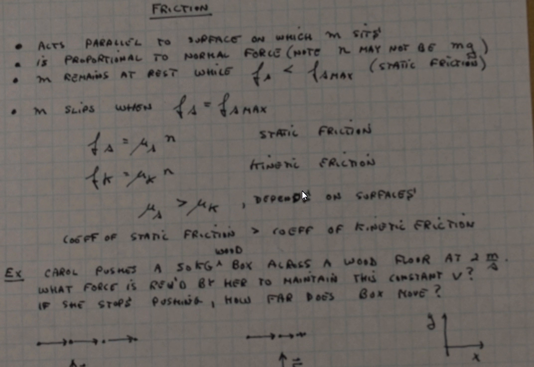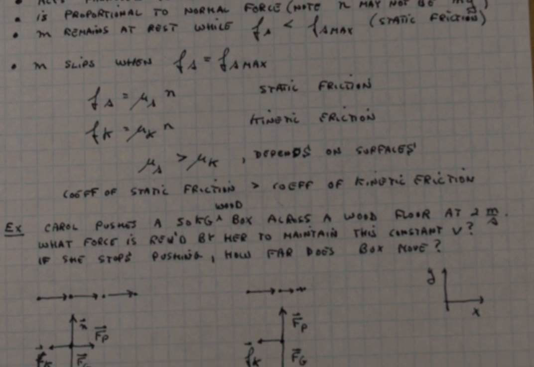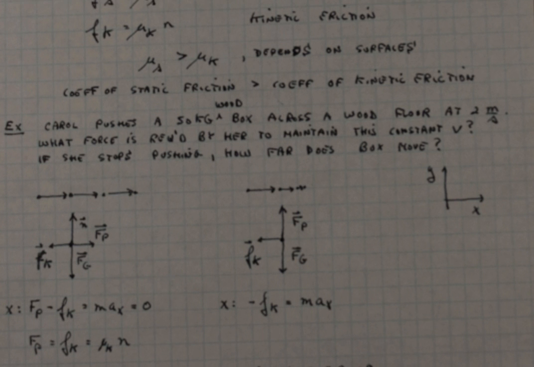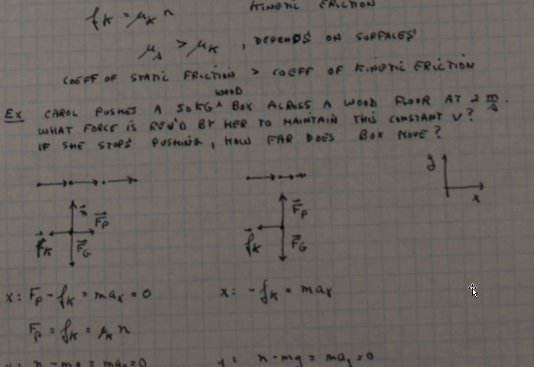Mu in general depends upon both surfaces. Wood to wood, wood to steel, glass to steel, aluminum to glass. That's a simple way to model it. All right, so let's take an example here, if we can. Let's say Carol pushes a 50-kilogram wood box across a wood floor. So wood is going to define what the coefficients are, static and or kinetic. We would look it up in the table in your book.